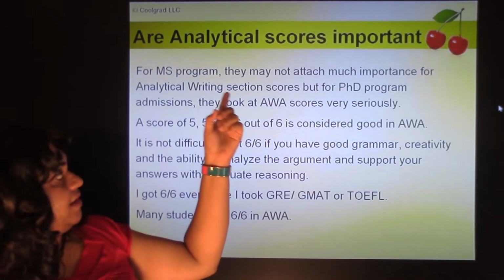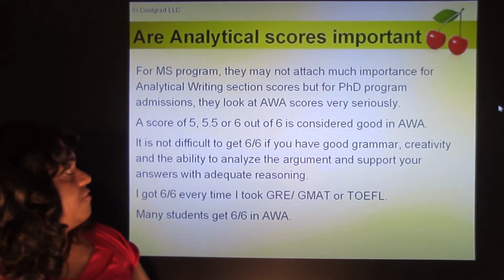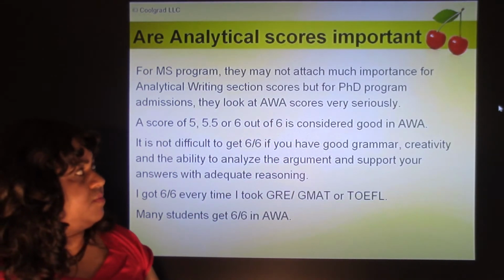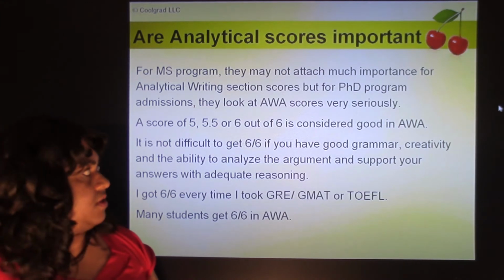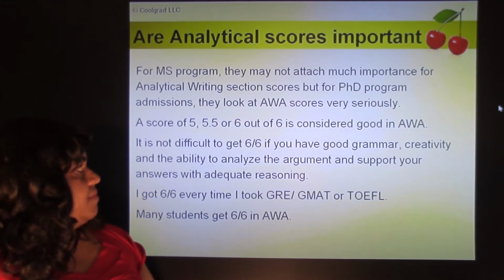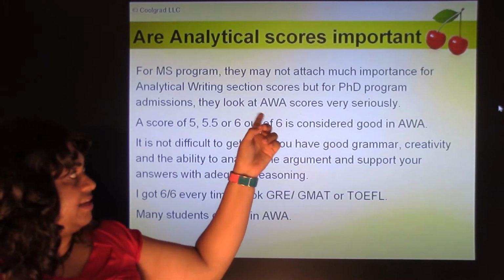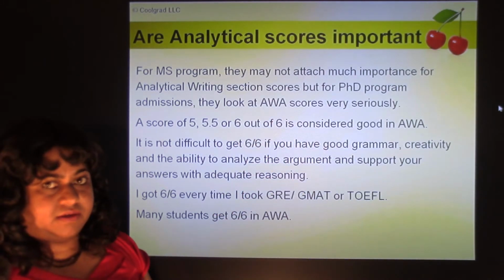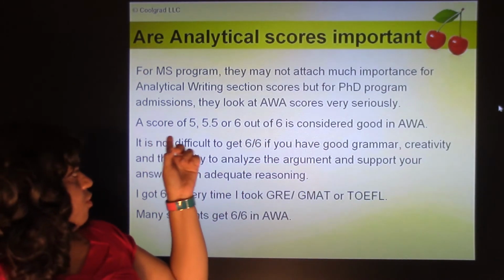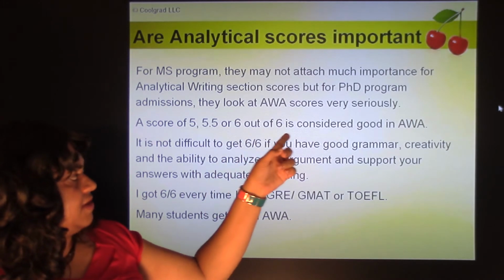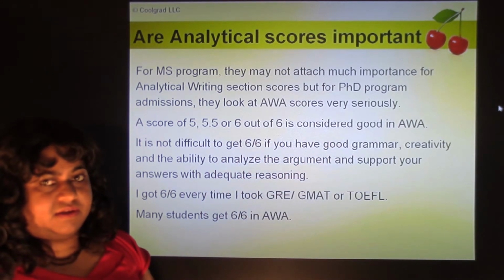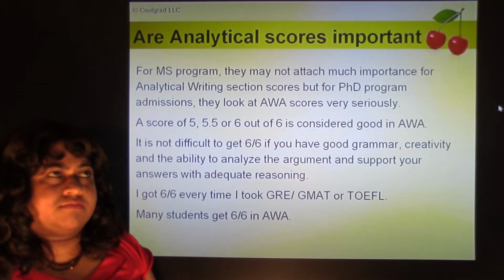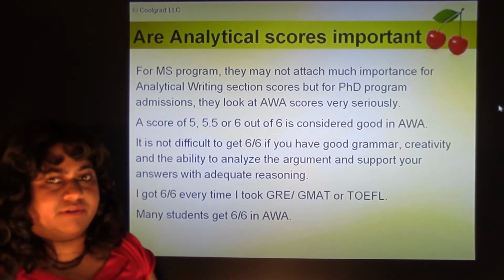So are analytical scores important? For MS programs, they may not attach much importance to your analytical writing section scores, but for PhD program admissions, they look at analytical writing scores very seriously. So a score of 5, 5.5 or 6 out of 6 is considered good in analytical writing. So less than 5, it might weigh your application down a little bit.